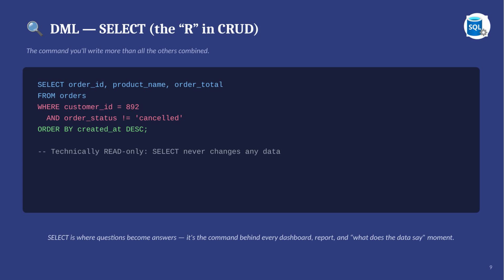This query pulls the order ID, product name, and total for a specific customer, excluding cancelled orders, sorted by most recent first. Select is technically read-only. It never changes any data, it just answers questions. This is the command behind every dashboard, every report, every "what does the data say" moment in a business.